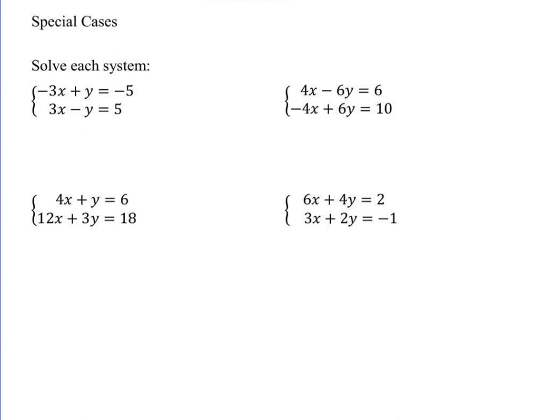All right, as always, there's some special situations that we have to take care of. Solve each system. So that first one, notice that I already have opposites right here, so I'm good to go. I draw my line. Negative 3x plus 3x becomes 0. But then I have y plus negative y, which becomes, oh, so there's a typo on yours. Change that to a y right there. It's not supposed to be a 5.